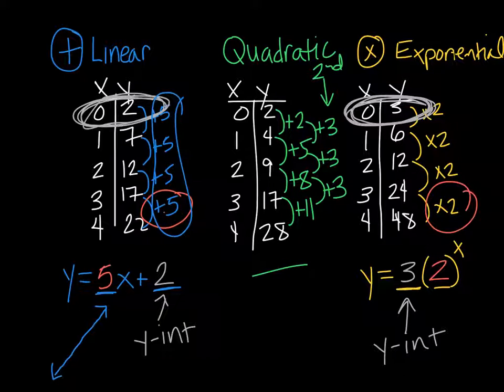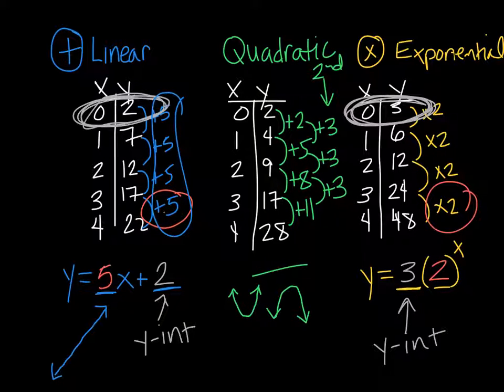A quadratic looks like a parabola. If you remember from Algebra 1, you have a parabola either open up or it could be open down. Has a change in direction just once. And exponential, that's going to be new to us.